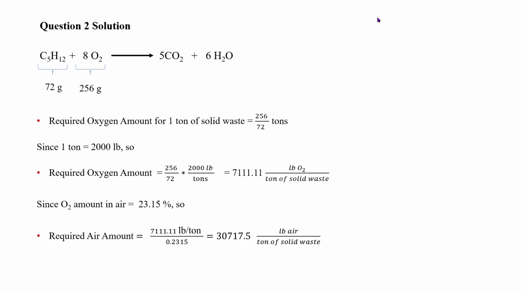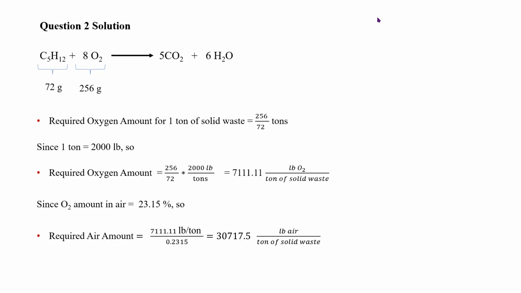As you can see in this chemical reaction, if we write the relevant mass values by considering the written molar numbers, we can say that to combust 72 gram of solid waste, 256 gram of oxygen is needed. However, we should find the oxygen amount for the 1 ton of solid waste, like specified in the question.